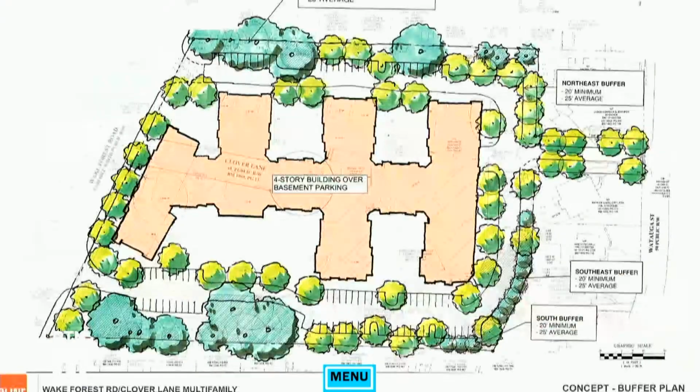So what that means for Clover Lane ultimately is going to depend on the plans that get submitted. But what they showed during the rezoning was a 4-story building on top of basement parking, and that this is a site that slopes significantly from left to right on the screen, from Wake Forest Road down to Watauga Street.